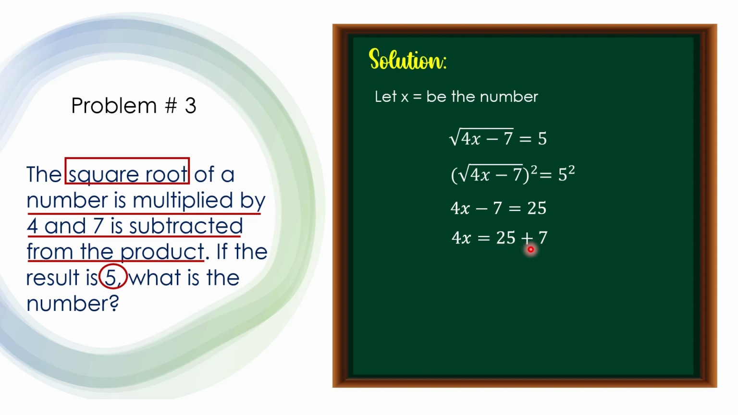And 25 plus 7 is equal to 32. So to isolate x here, we need to divide both sides by 4. Therefore, our x is equal to 8. And that is the missing number.